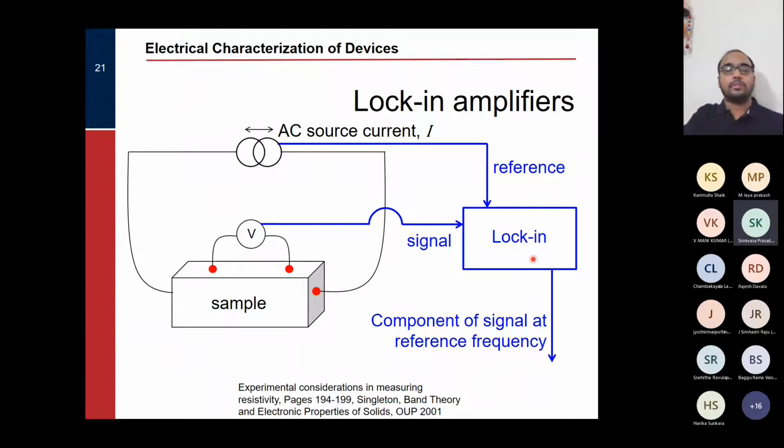So that locks the contribution at that particular frequency, which means whatever other frequency is contributing will be completely ignored. That means we are only measuring the actual sample part. Okay, so that's how this lock-in thing works.